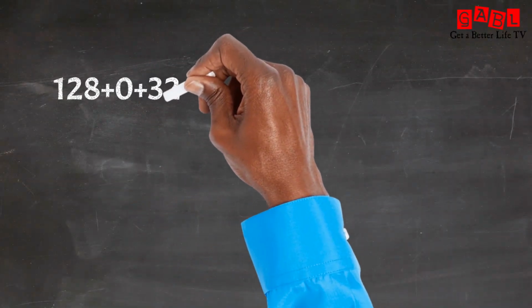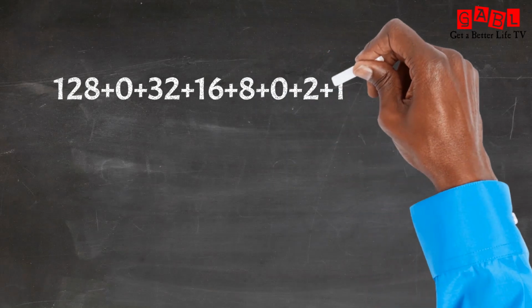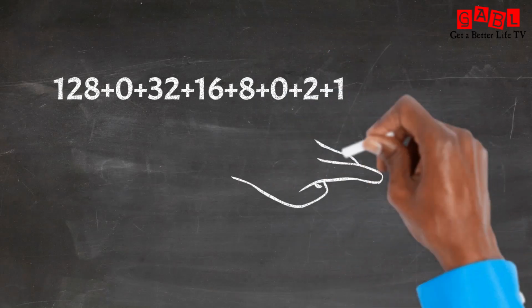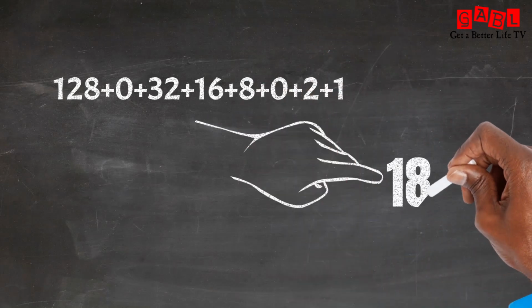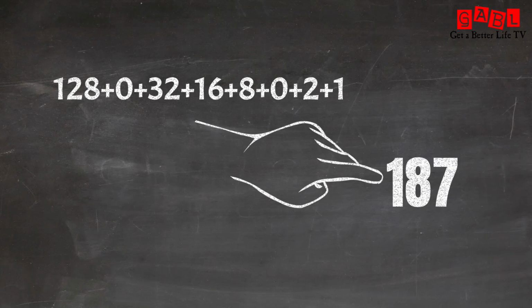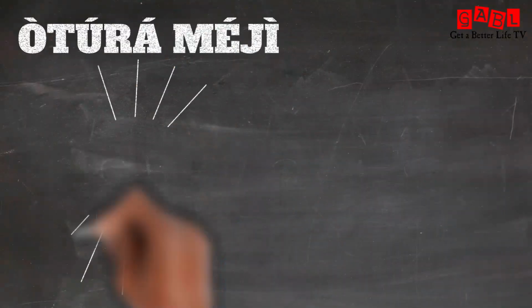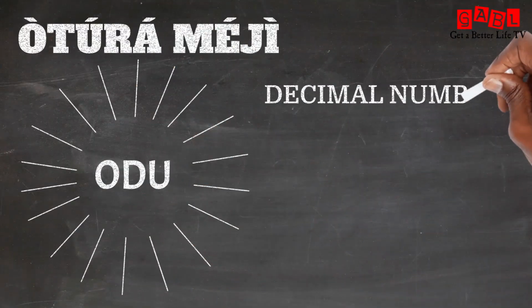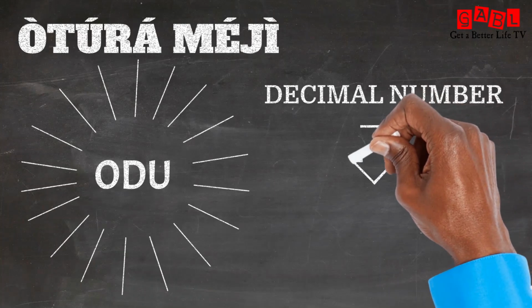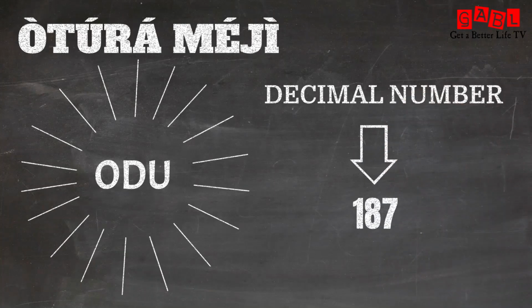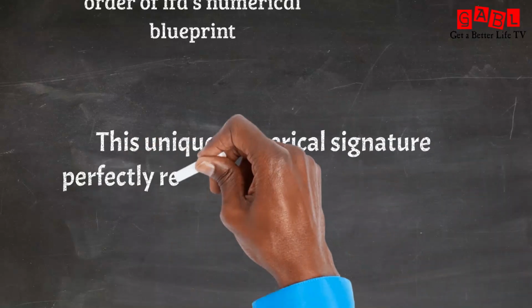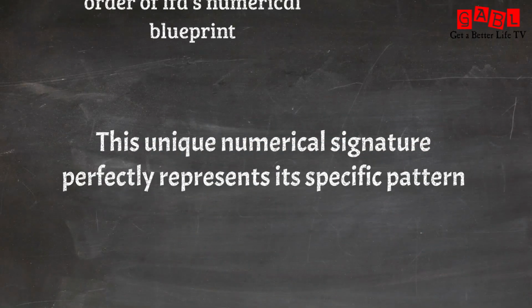This calculates to 128 plus 0 plus 32 plus 16 plus 8 plus 0 plus 2 plus 1, which sums up to 187. So Otura Meji, the Odu of bringing things together and finding harmony, corresponds to the decimal number 187. This unique numerical signature perfectly represents its specific pattern.